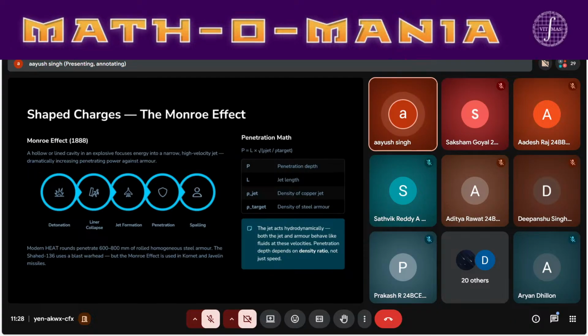So, this is the math behind the penetration. Here, P is the depth of the penetration as given below, L is the length of the jet multiplied by the root of density of the copper jet divided by the density of the steel armor. This formula we can compute easily. Now let us move ahead.